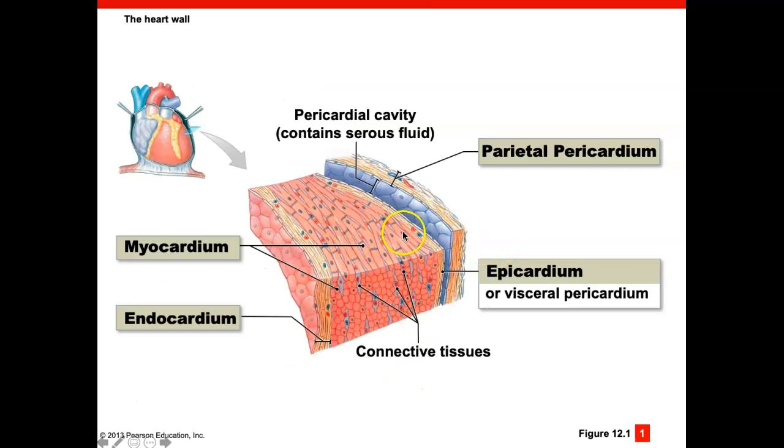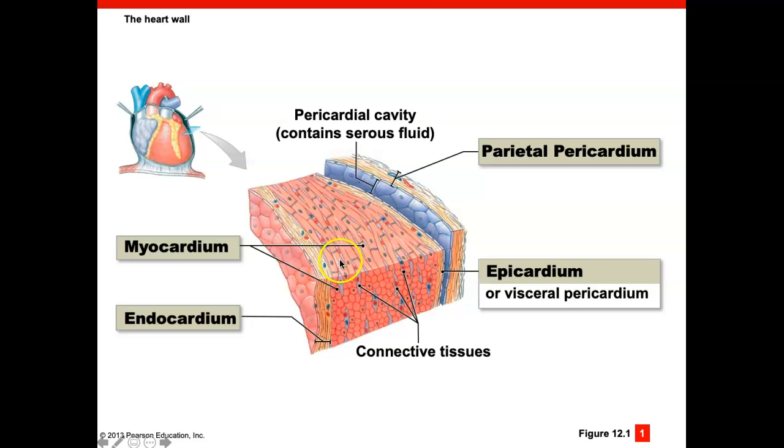Some terminology here. We first look at the coverings of the heart, and then we look at the walls of the heart. So for the coverings of the heart, it's the pericardial sac. The outer is the parietal pericardium. The inner is the visceral pericardium. And here's that space, a potential space filled with serous fluid.